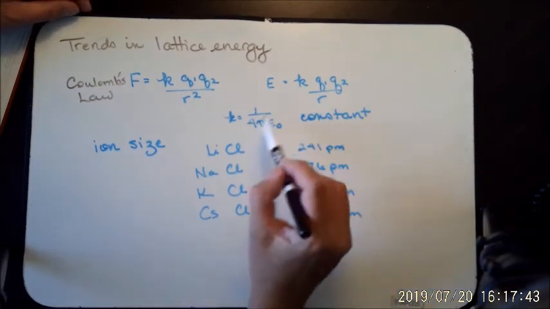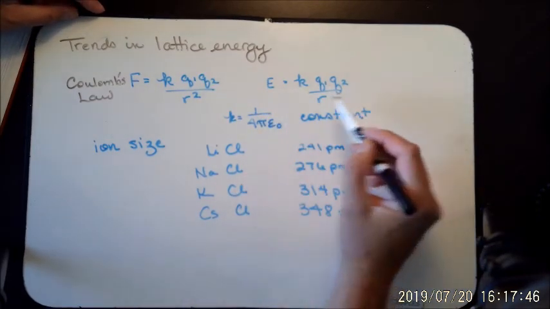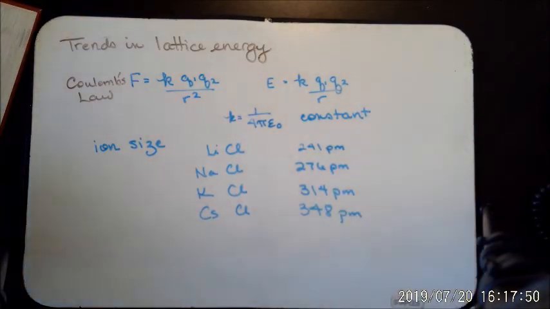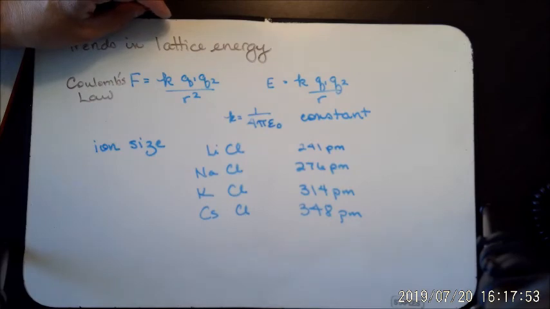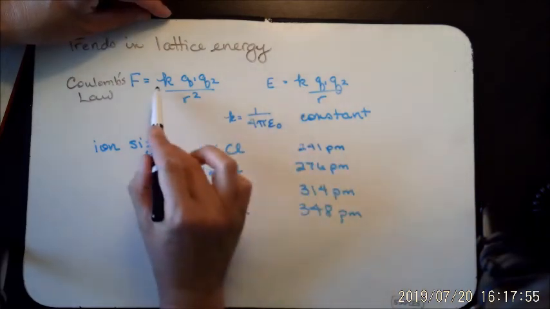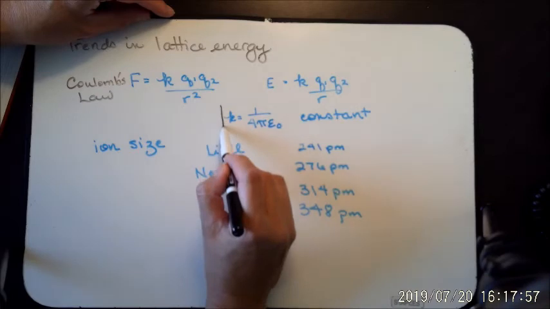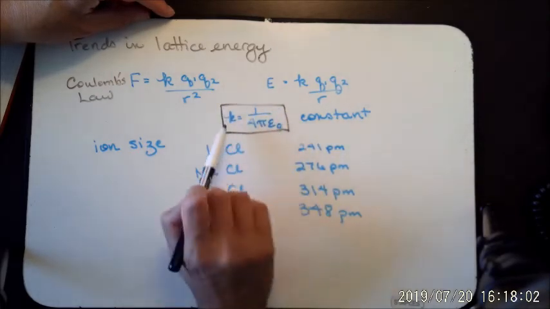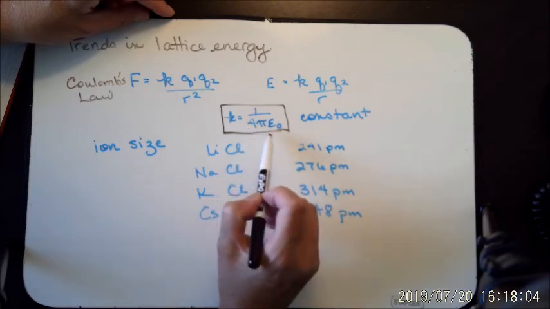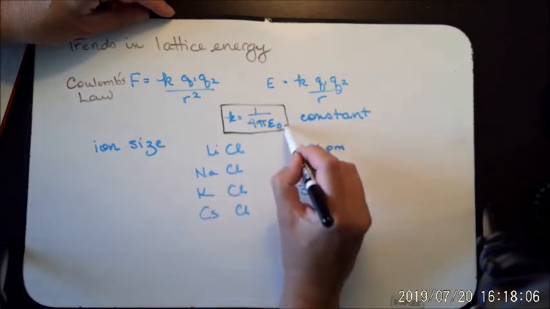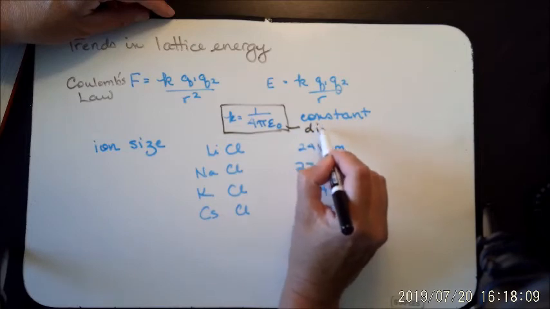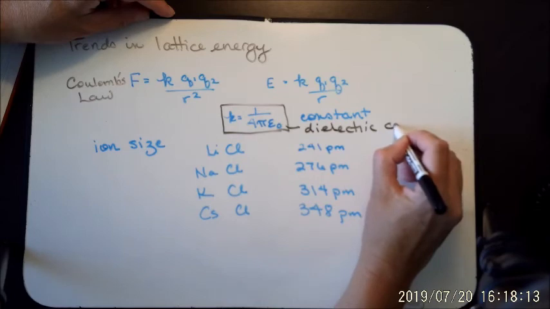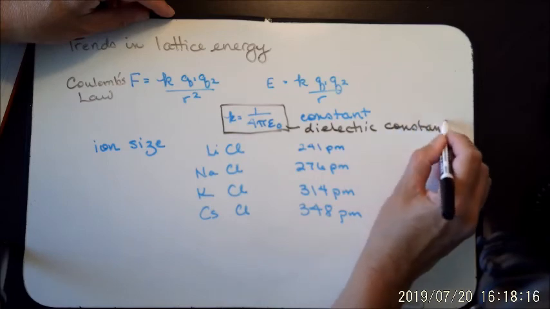You could see it in that form, or you could see it in the form of energy. So how much energy is in that bond when we look at the ionic bond? Now, I put K in here. In your textbook, it's a constant, equal to 1 over 4 pi epsilon naught, where epsilon naught is called the dielectric constant. Okay, so just so you know what everything is.